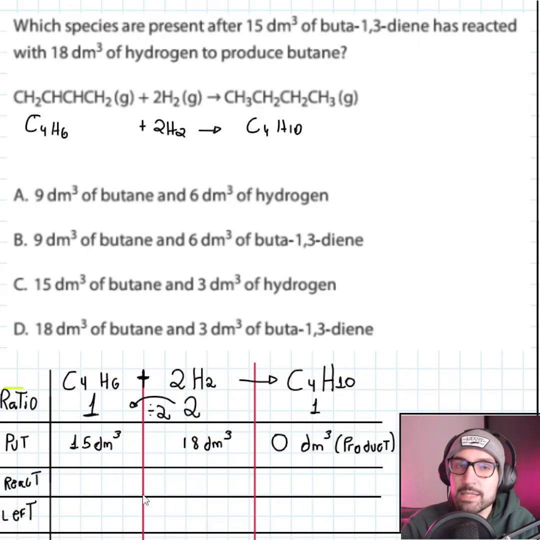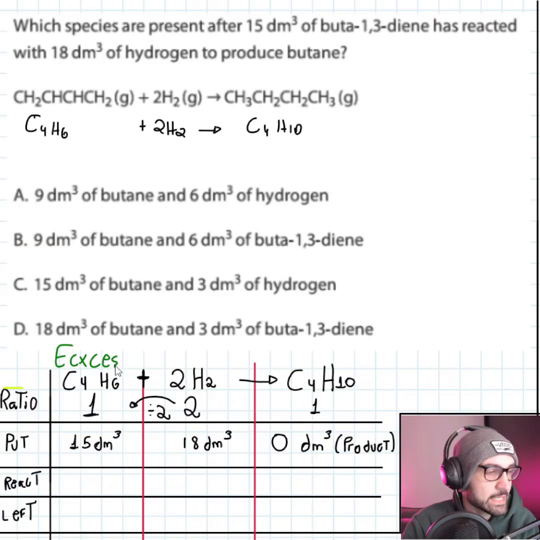Now here's how you infer how much it reacted. The ratio should be 1 to 2 or 2 to 1. So that means whatever amount of C4H6 that I put, I should react with at least double of it. Or you can look at it the other way. Whatever amount I put of H2, I have to react with half of it. So if I decided to put 18 liters of H2, I need to react with half of that. How much is 18 divided by 2 in order to go from 2 to 1? It's 9.